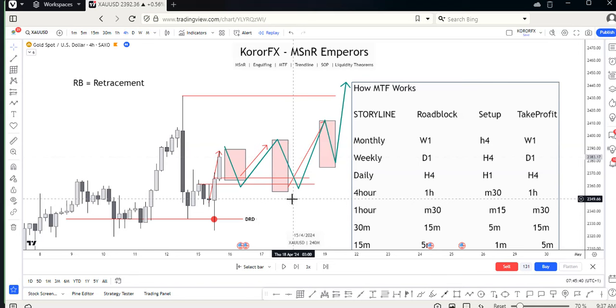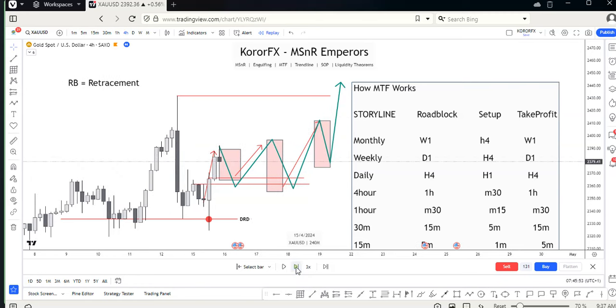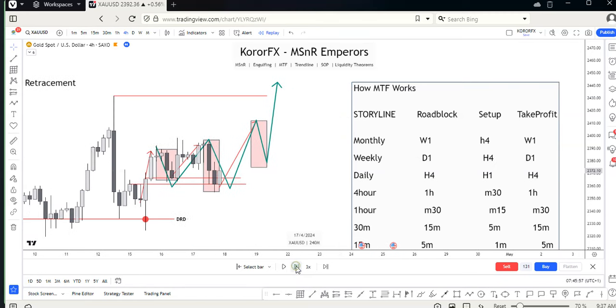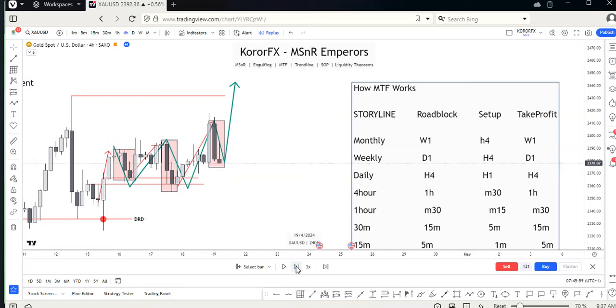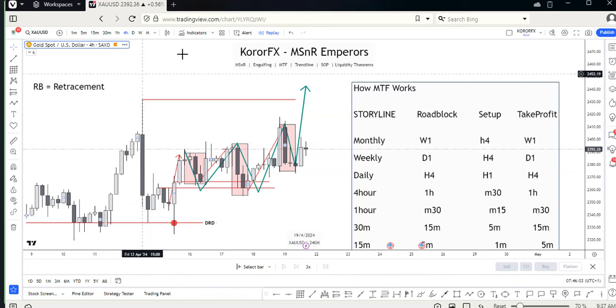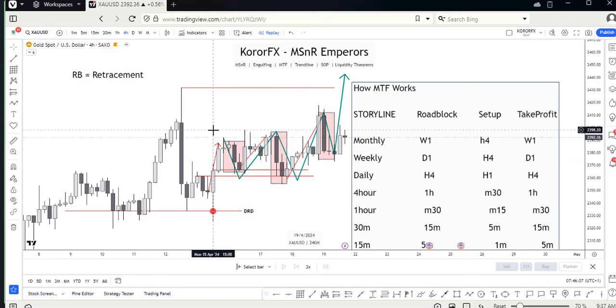What if your storyline is H4? Which level will you control the trend? H1. So I go H1 and then control the trend. That's what I mean. So now if I play, you can see that price is always reacting to H4 levels, until it reaches the next daily levels where price wants. Hope that makes sense.